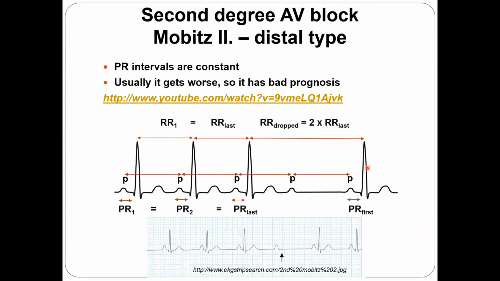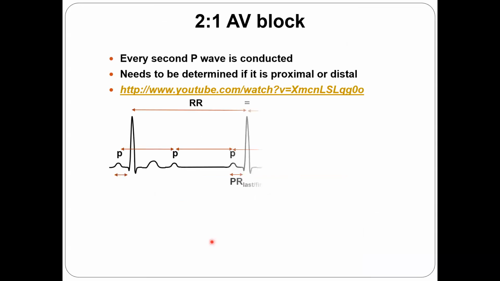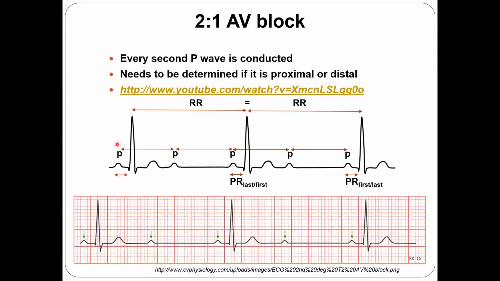The second degree is a very simple one because it means that the P's are always the same. However, you will find a P that is not followed by QRS. As you see here, the P's are equal. And when you do have the gap, when there's no QRS complex here, this is exactly twice as much as the last RR interval. That's simple. 2 to 1 AV block, very simple. Every second P is not conducted. Okay, you can see P's, however, you do see some dropped P's.